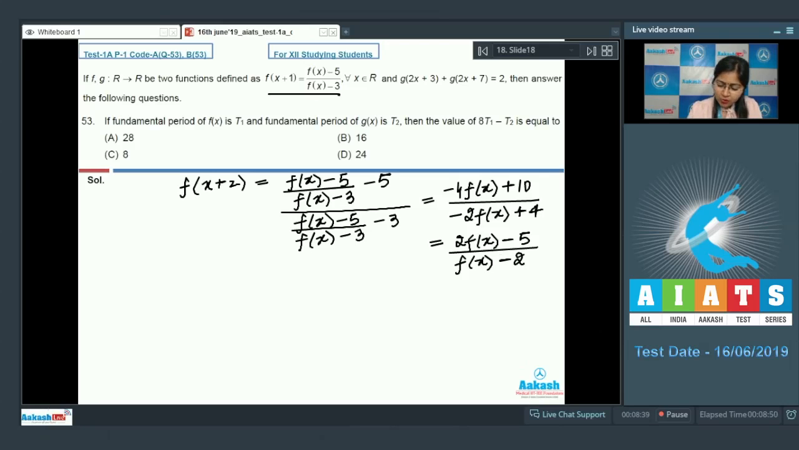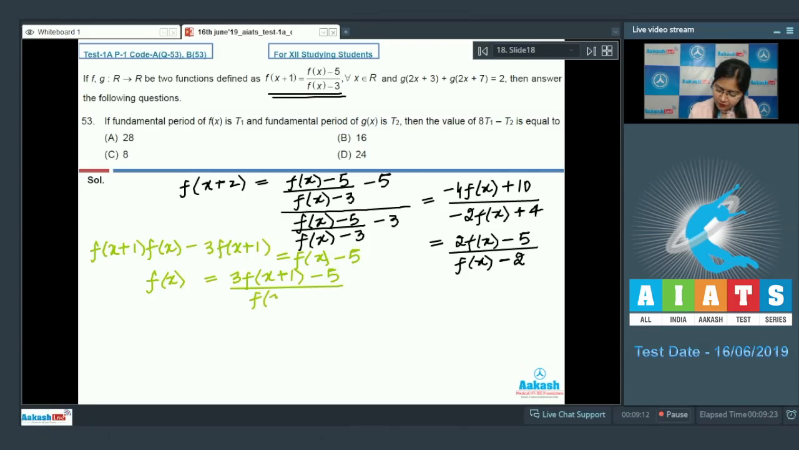Now, also from this condition, let us find f(x). We are given f(x+1) multiplied with f(x) - 3 times f(x+1) is equal to f(x) - 5. So we can say f(x) is equal to (3f(x+1) - 5)/(f(x+1) - 1). Now here, replacing x by x-1, we will get f(x-1)... 3 times f(x) - 5 divided by f(x) - 1, right?